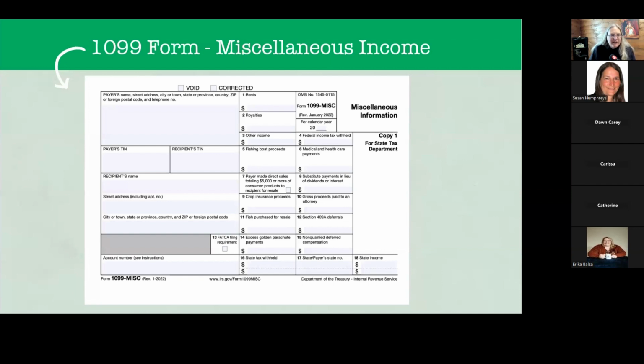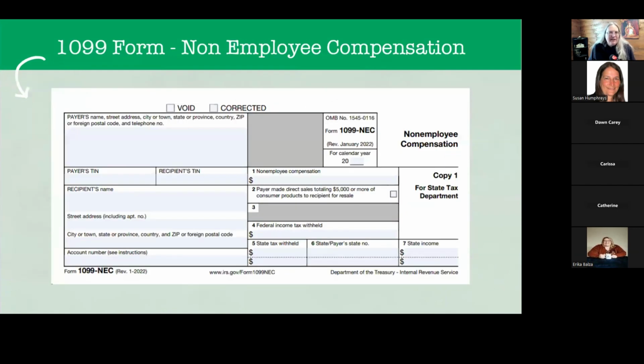Substitute payments in lieu of dividends or interest would go in box 8 and not on the 1099 dividend or 1099 interest form. Crop insurance proceeds, gross proceeds paid to an attorney, that would be the settlements. Fish purchased for resale. Section 409 deferrals, excess golden parachute payments. I have never seen that box filled out on any 1099 that I've done or reviewed. Non-qualified deferred compensation. And then if any state taxes or anything were withheld, that would go in boxes 16, 17, and 18. And here's the 1099 NEC.